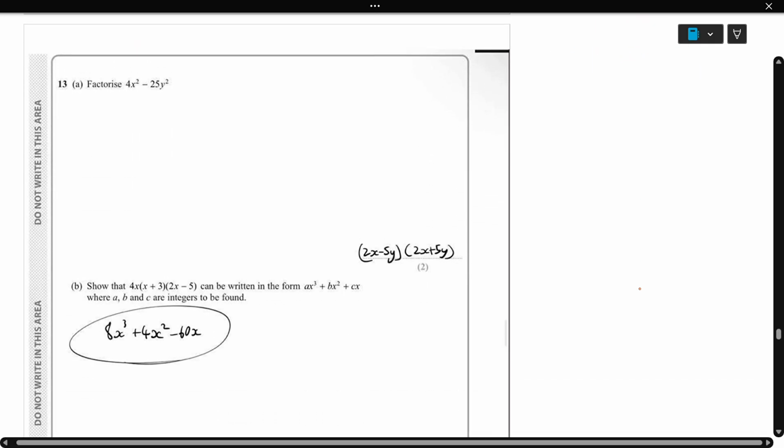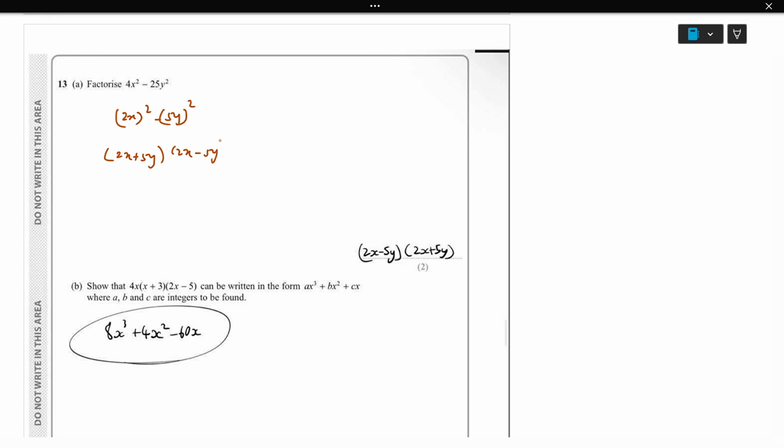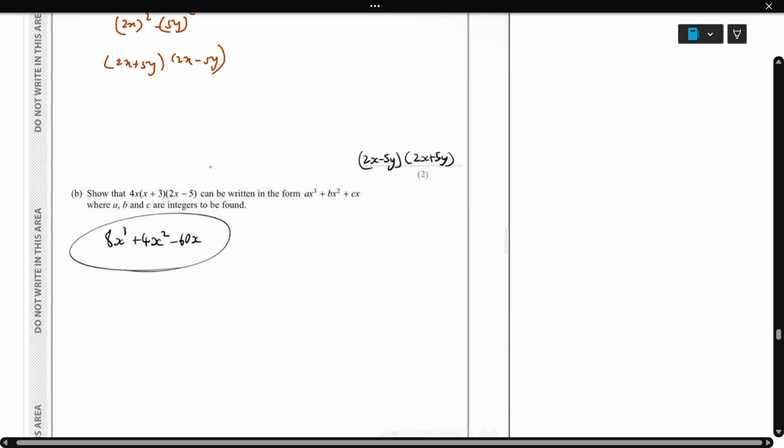Next one, factorize. We'll use the a squared minus b squared technique here. So I'll write (2x) squared and (5y) squared. It looks like a squared minus b squared, so we can write (2x plus 5y)(2x minus 5y). That's the answer here.